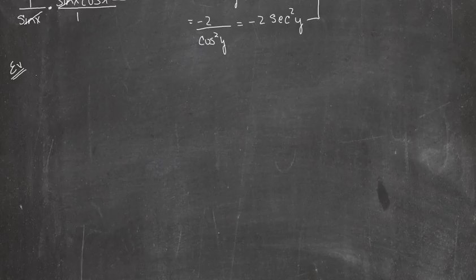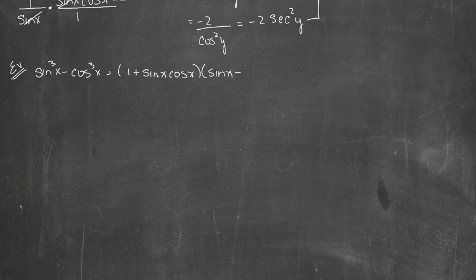So let's prove sine cubed x minus cos cubed x equals 1 plus sine x cos x times sine x minus cos x. So sometimes it's a matter of picking the right side. If I look at this side, I could factor this as a difference of cubes. That would be easy enough. But what if I don't remember the difference of cubes? And I'm guessing some of you guys don't remember the difference of cubes right off the top of your head.